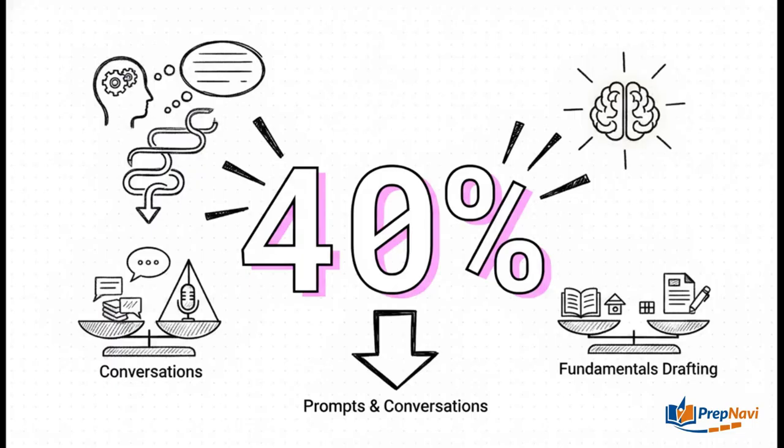Now think about this number for a second, 40%. The domain of managing prompts and conversations makes up roughly 35 to 40% of your entire AB-730 exam score. That is a gigantic chunk of your final result. While you absolutely need to understand generative AI fundamentals and the basics of drafting business content, almost half of your success on this exam hinges entirely on how well you can actually talk to the AI and manage those ongoing interactions. It essentially proves that in today's workplace, interacting effectively with artificial intelligence is the new equivalent of coding. Because if you can't instruct the AI properly and manage its outputs, well, the underlying technology isn't going to help your business outcomes at all.